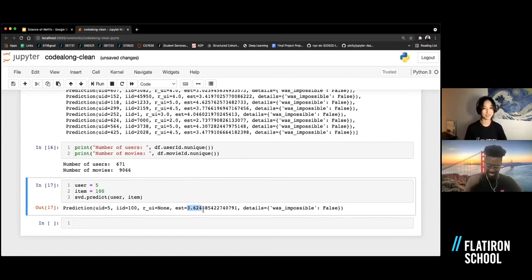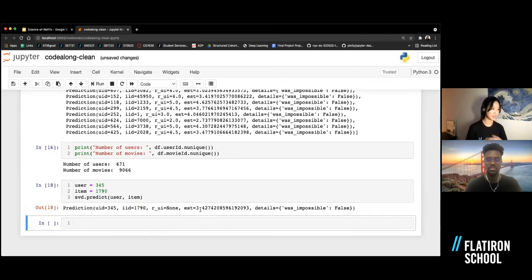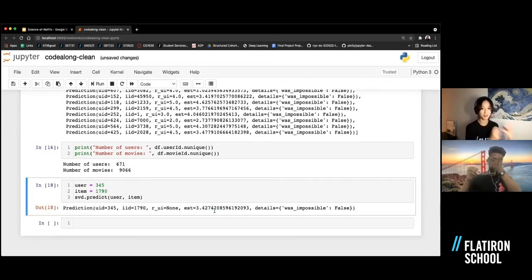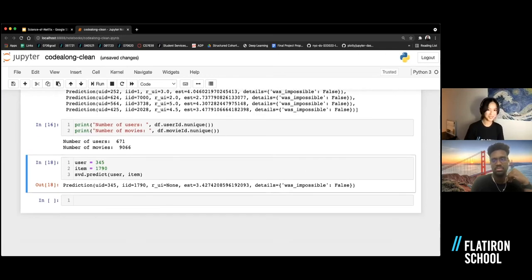Unfortunately, we don't have who this user is or what this movie is, but you can do this for any number here. As long as it's under 671, maybe we can do, I don't know, 345. Here we can do something like that, and you have another prediction. So you can imagine when you have all of this data stored, you can just sort your movies and recommend the best ones. But yeah, that's all I had to share for today.